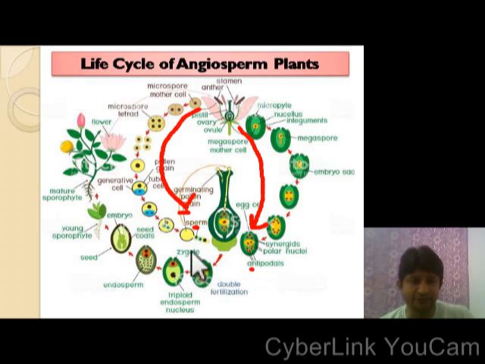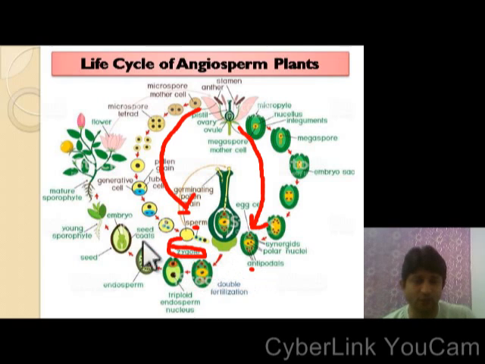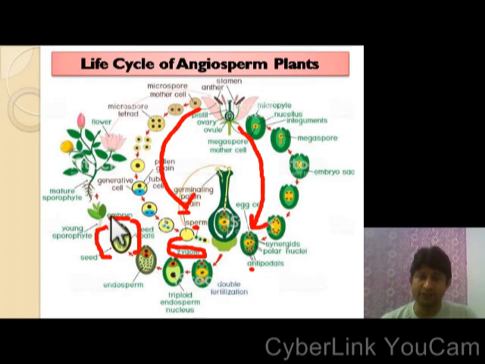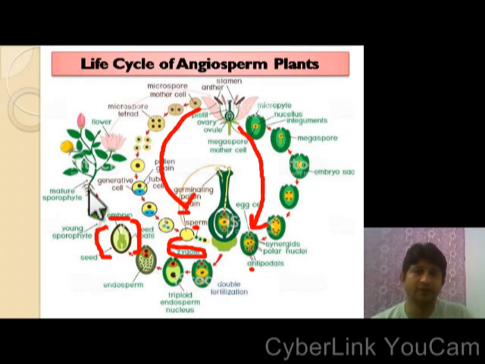the sperm and forms the zygote, and this zygote further develops into an embryo, and the embryo is present in the seed. Seed is the fertilized form of ovule which is present in the ovary. This embryo further gives rise to the young sporophyte or young angiosperm plant. This is the brief life cycle of an angiosperm plant.